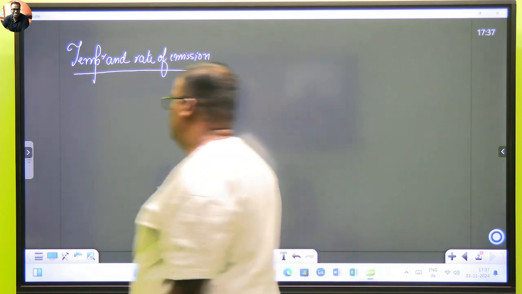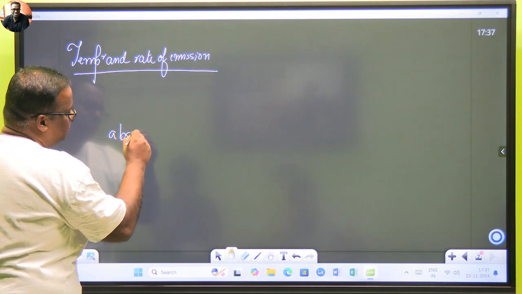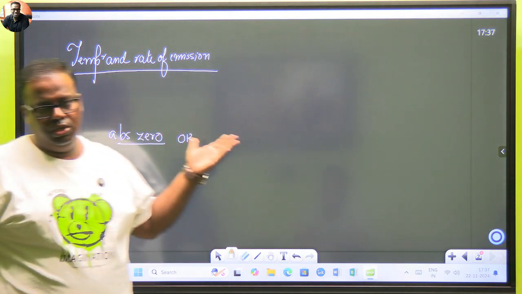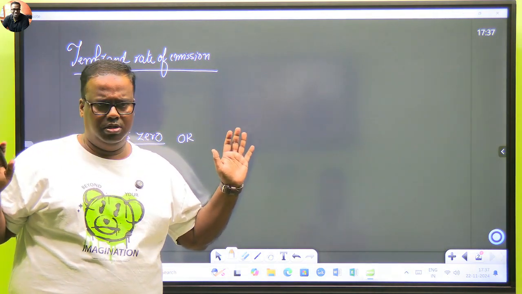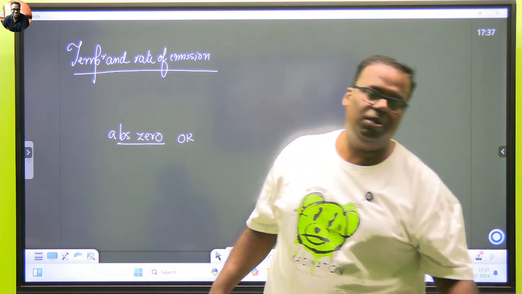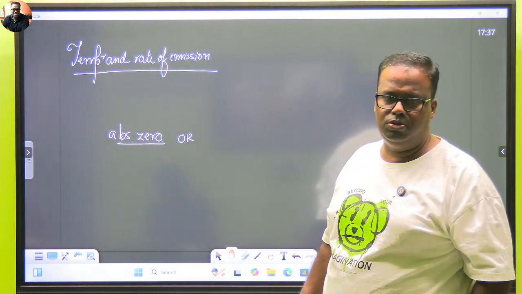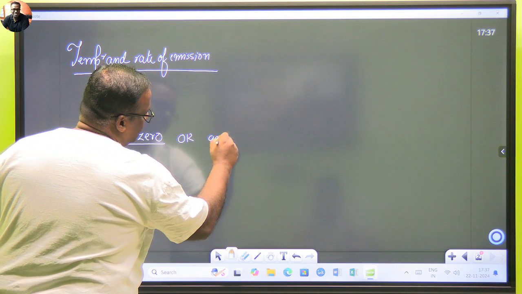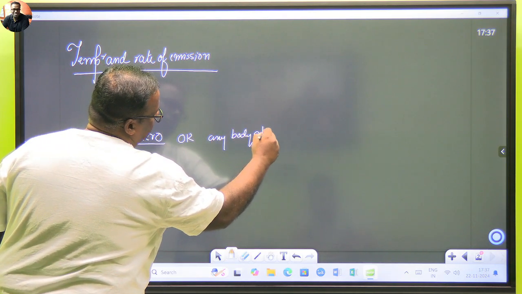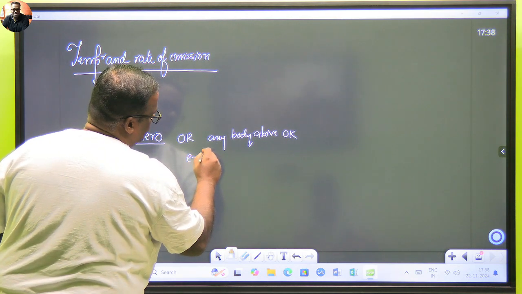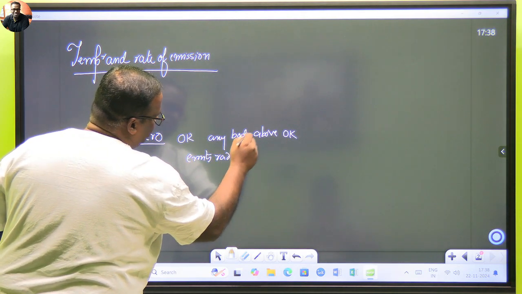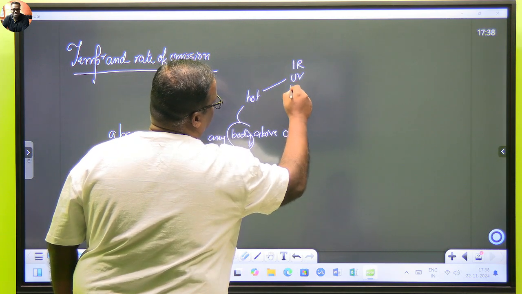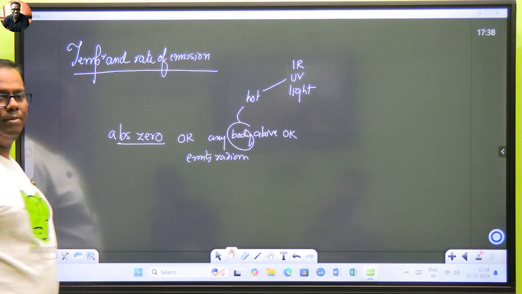Okay. Now, tell me, do you know the concept of absolute zero? Absolute zero means 0 Kelvin. Any body which is above absolute zero emits radiation. Simple. They say radiation is emitted by all bodies which are above absolute zero. So if you are above absolute zero, you are going to emit radiation. Any body above 0 K emits radiation. And if this body is hot, then it will give you UV, IR for sure, plus it will also give you light. Right?